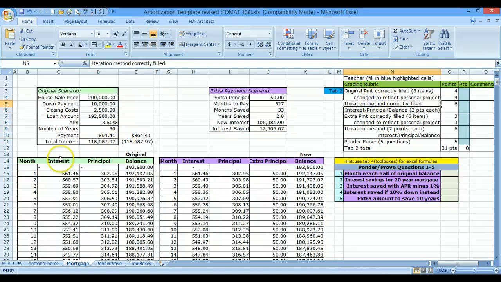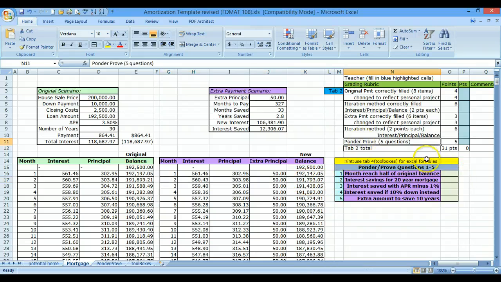Everything is filled in correctly here. The iteration method, are all of these cells filled in correctly? And the extra payment, are these cells filled in correctly? And did you also change it to reflect your personal project, which is the extra payment? Then again, the iteration or the amortization down here, is it filled in correctly? And it'll be 2 points for these.